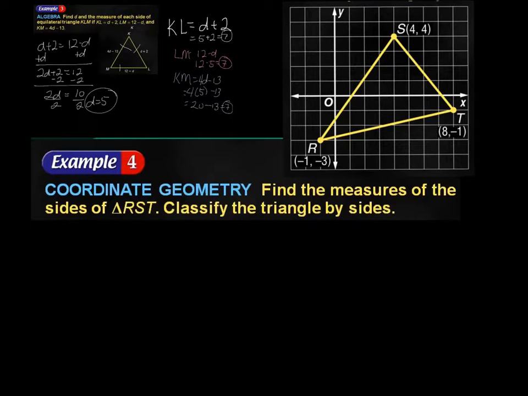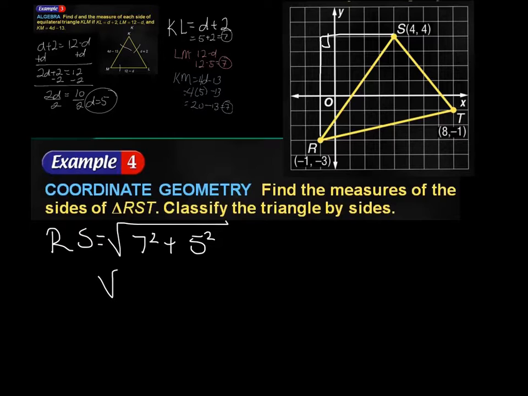Okay, for our last example, they asked us to find the measures of the sides of triangle RST, then classify the triangle by its sides. Again, we get to practice the distance formula. Now, on example 4, since they graphed it for us, I am going to use the graph that they gave us to count the sides for our right triangles. So for side RS, it's going to be the square root of, okay, from -3 to 4 should be 7. And from -1 to 4 should be 5.